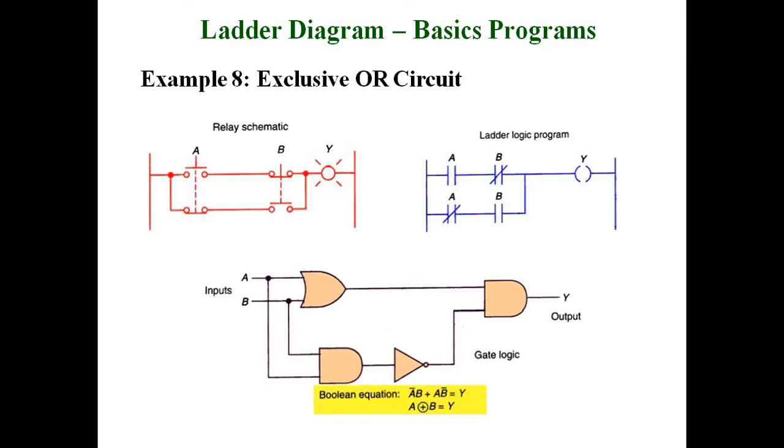Next one is exclusive OR gate. For the exclusive OR gate, A and B are normally open and normally closed in the relay schematic diagram, and Y is the output. Then which one is closed? If A, B are open, then A dash, B dash will be closed. So here the Boolean expression is A dash into B plus A into B dash equal to Y.